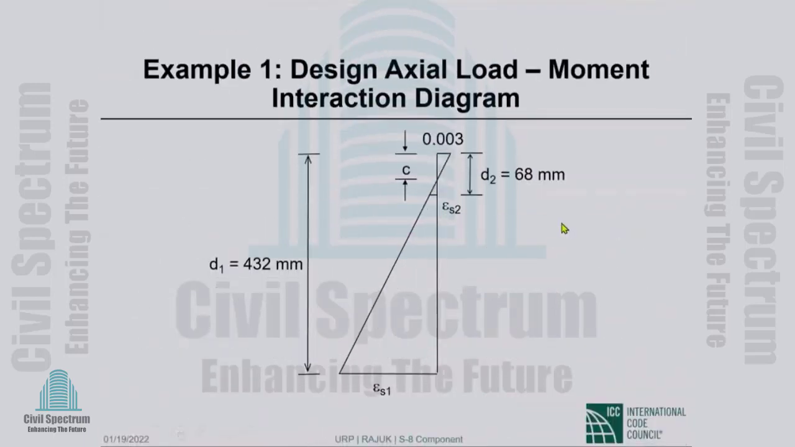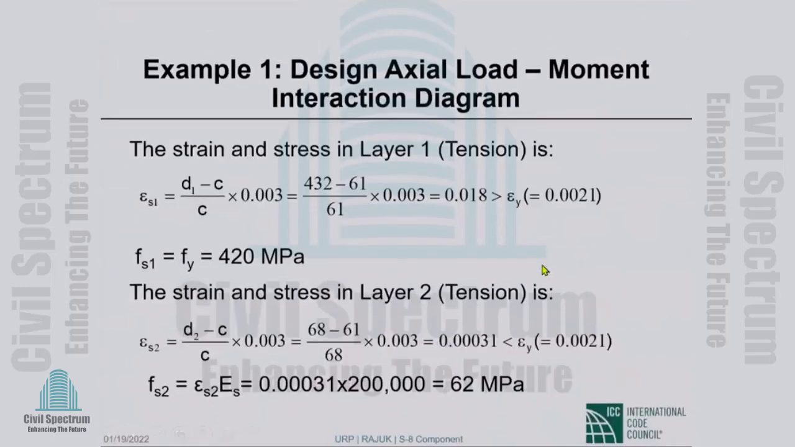Okay, so this is the strain diagram, 0.003, 68 millimeters to the upper steel layer. The strain there is epsilon sub S2, the strain at the bottom is epsilon sub S1, and d is 432 millimeters. Epsilon sub S1, the strain in the bottom steel from straight line strain distribution, comes to 0.018. So this steel is yielding, and the stress is 420 MPa.